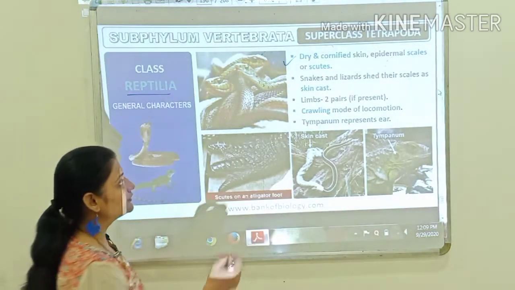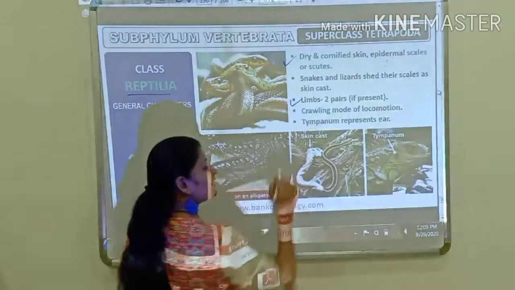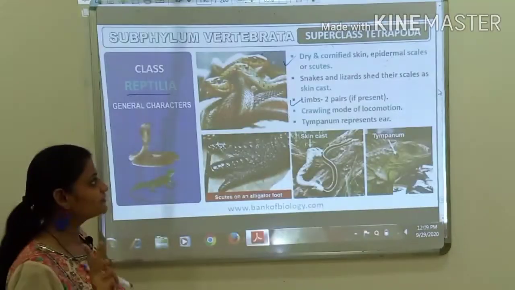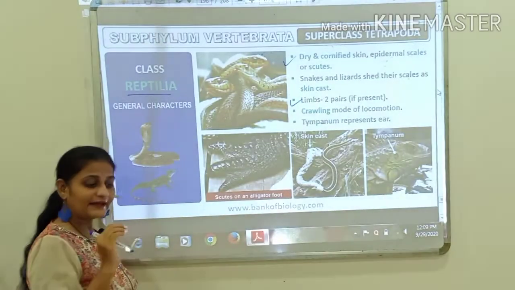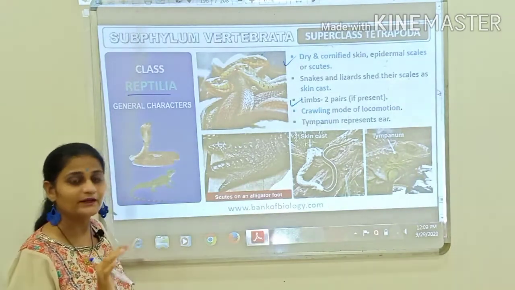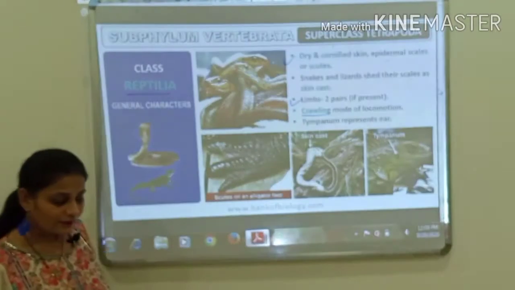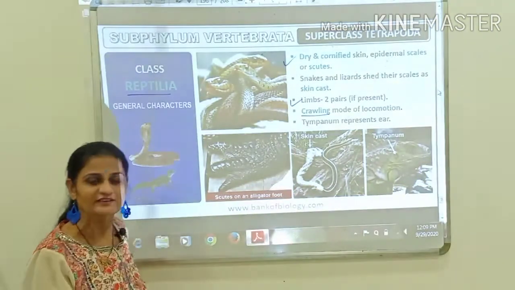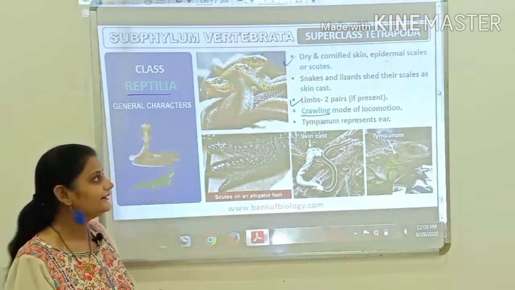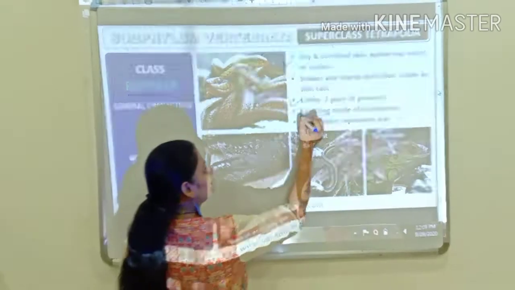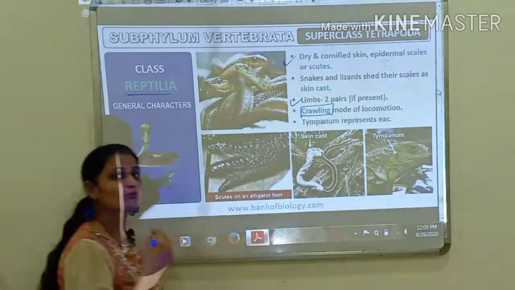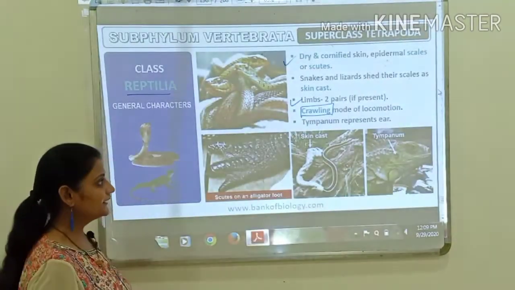Reptilia have two pairs of limbs. If they have limbs, they have two pairs of limbs, and they can move from one place to another by the process called crawling. ठीक है ना, क्रॉल करते हैं वो ज़मीन पे, जैसे छोटे बच्चे कैसे क्रॉल करते हैं, right? वैसे with the help of crawling process they can move from one place to another place.